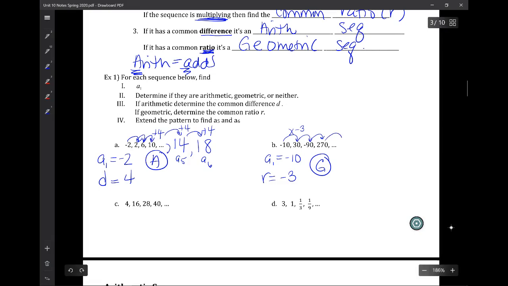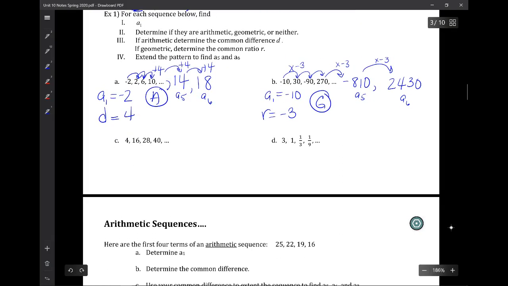So all I would have to do is 270 times negative 3, that gives me negative 810. And then if I multiply by negative 3 again, I get 2,430. That would be the 5th and the 6th term in the sequence. All right, let's do a couple more.